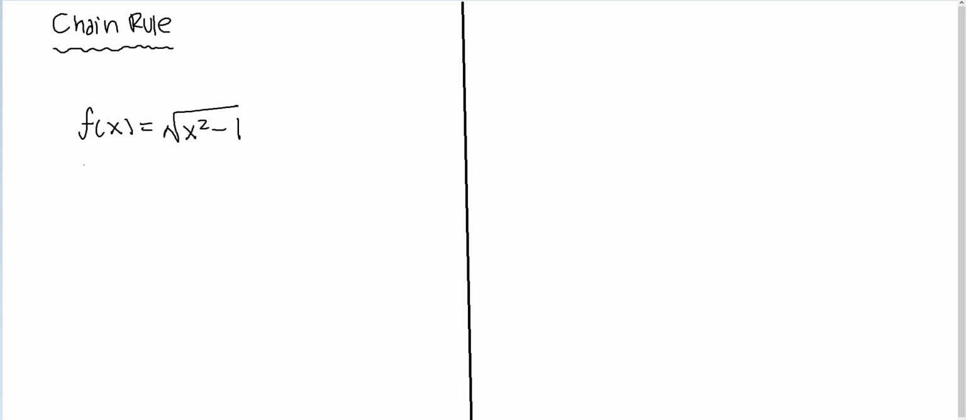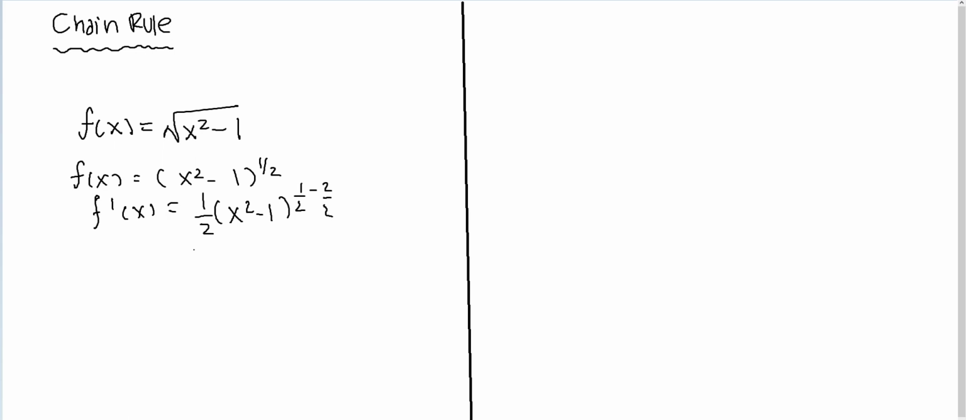So we can rewrite this function as f(x) is equal to (x squared minus 1) to the 1/2 power. So we know our exponent rule, so we can say that f'(x) is equal to 1/2 times (x squared minus 1) to the 1/2 minus 1 power. And that will give us 1/2 (x squared minus 1) to the negative 1/2 power. But that is not the correct derivative.